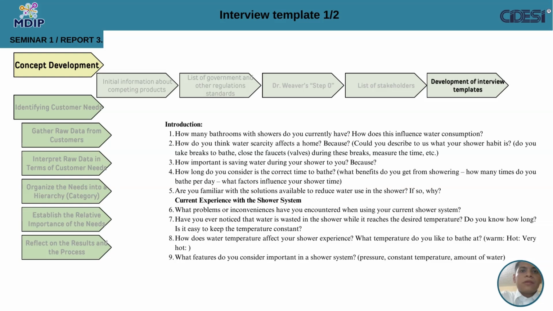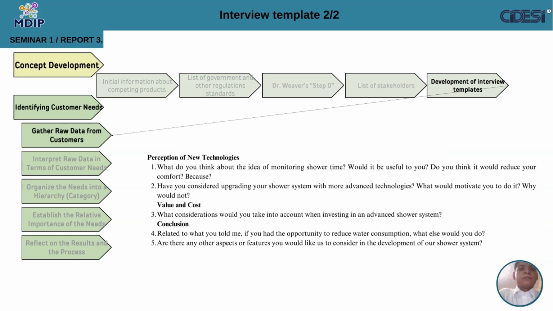Interview templates were developed for key stakeholders. This presentation showed how user interviews were focused. These questions were designed to provoke personal reflections and concrete experiences, making it easier for the interviewee to share relevant stories and anecdotes. They covered the perception of new technologies, the value and cost, and some customer wishes. With this template, we were ready to conduct interviews and take the first step of identifying needs.